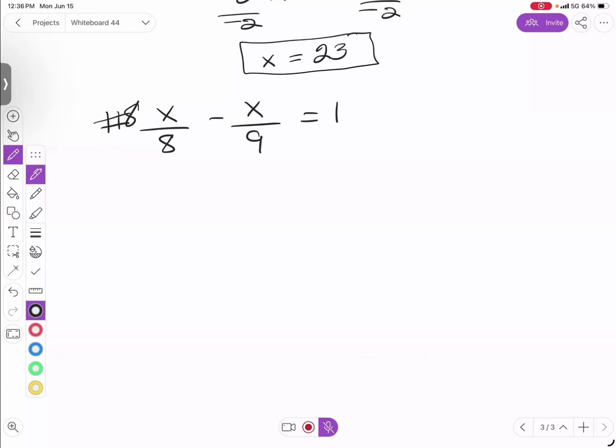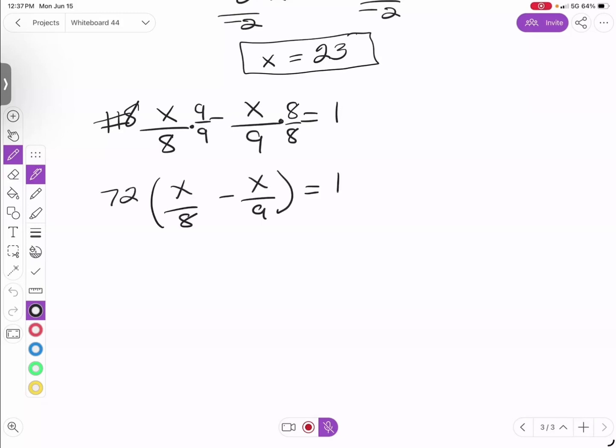72. It's 72. Now, the way that you all learned how to do fractions when you have a common denominator is to make both of the denominators 72 by doing it like this, right? Didn't you all learn it that way? I'm going to show you a different way. So what is my common denominator again? 72. So I'm going to write 72 times x divided by 8 minus x divided by 9.